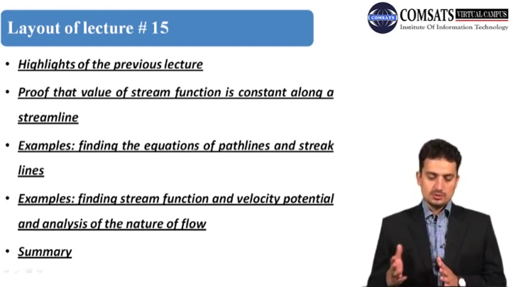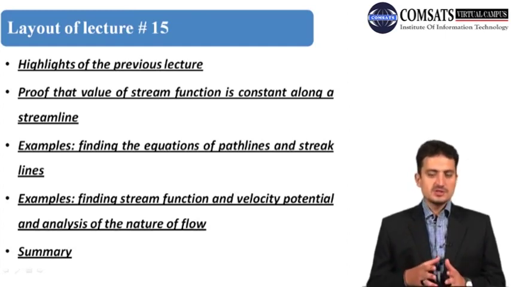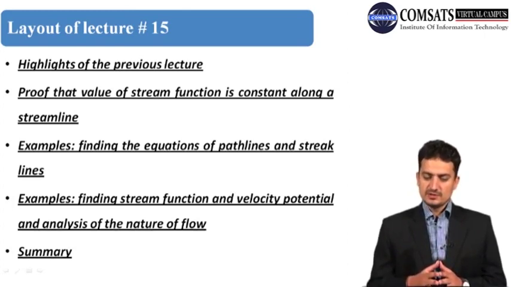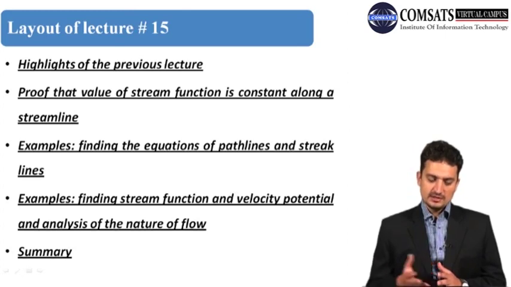Then we'll go to the proof that the value of a stream function is constant along a streamline. Stream function और velocity potential से related जो चीज़ें हम discuss कर रहे थे उनको continue करते हुए आज ये हम proof भी करेंगे that the value of a stream function is constant along a streamline. Then we'll go through some examples in finding the equations of path lines and streak lines, and further examples finding the stream function and velocity potential and related to the analysis of the nature of flow.